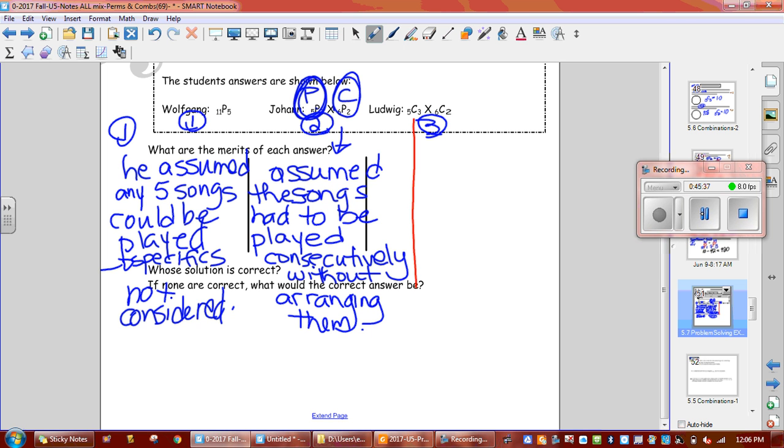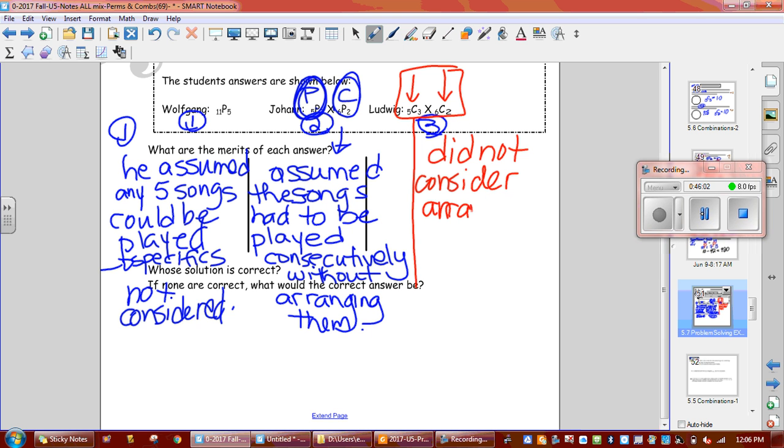So he did not consider arranging them after they were chosen. So that's what was wrong there.